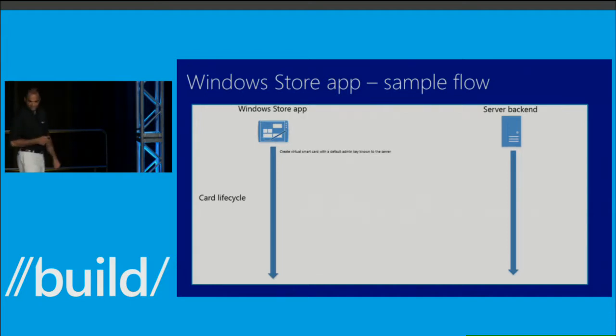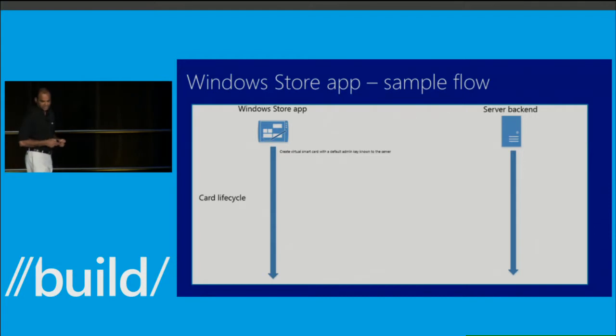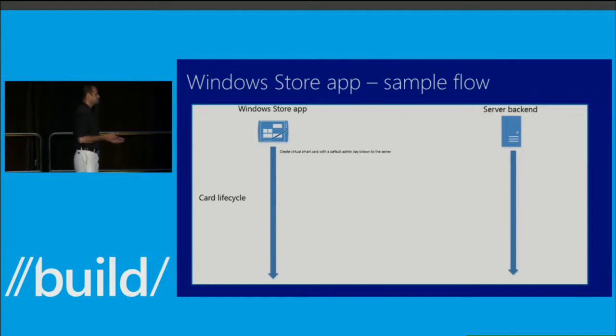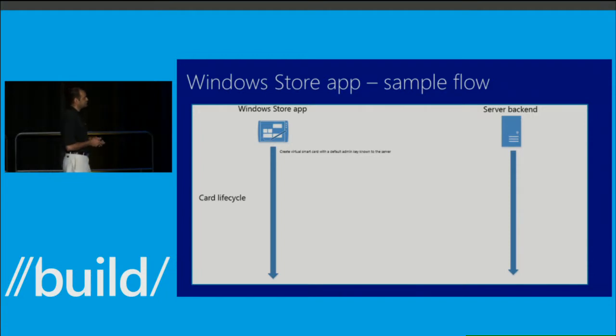So you start with the app creating a virtual smart card on the local machine with a default admin key or a key known to the server. So for example, in the case of a managed virtual smart card, this key could be something that the server sends to the client app itself, or it could be pre-known to the app, because the app is written specific to a server backend. The reason for that is so that the server can then later on issue commands to the client app to change the admin key. So you start with a known admin key and then you change it to a card-specific admin key.